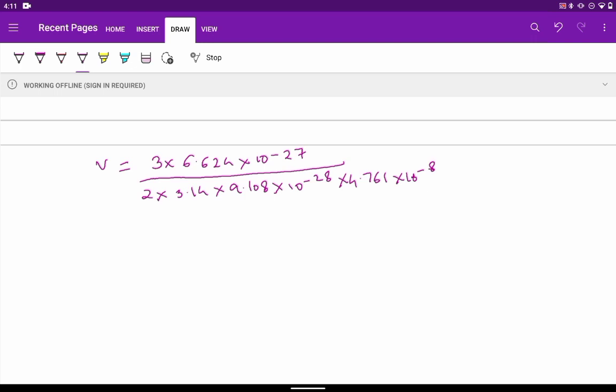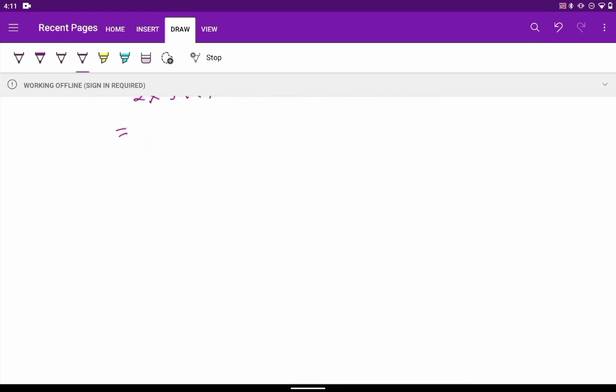So now this is simple mathematical calculation, multiplication and division. I hope this all can do. On doing, final value we will get will be 0.729 into 10 to the power 8 centimeter per second. So this is the answer for B.